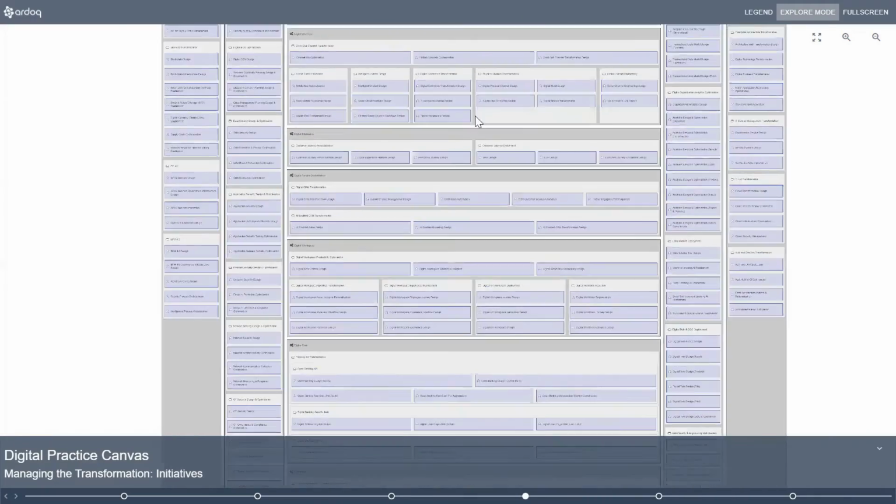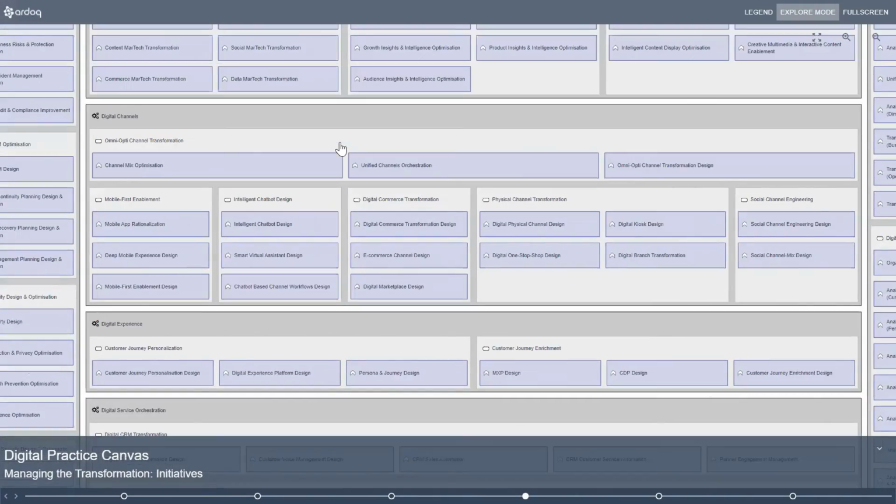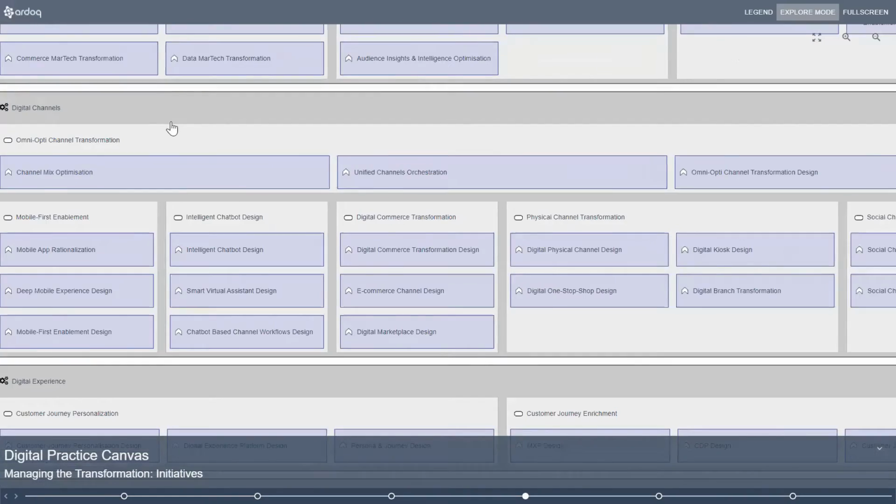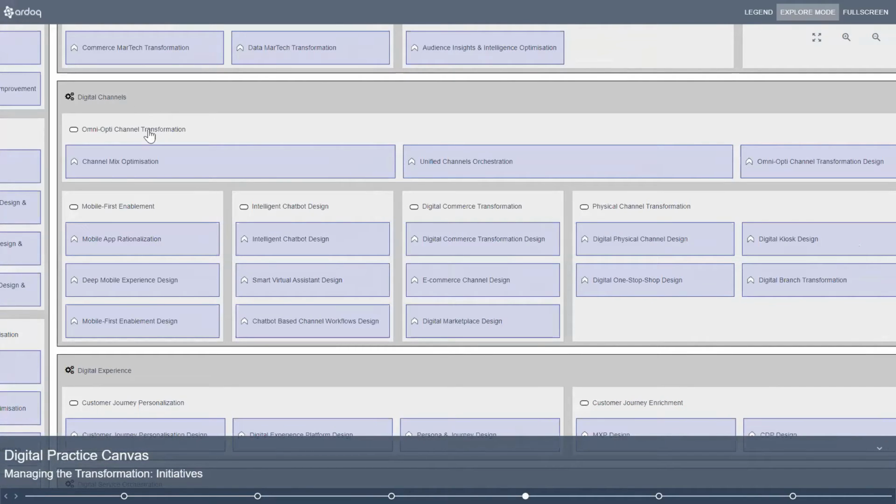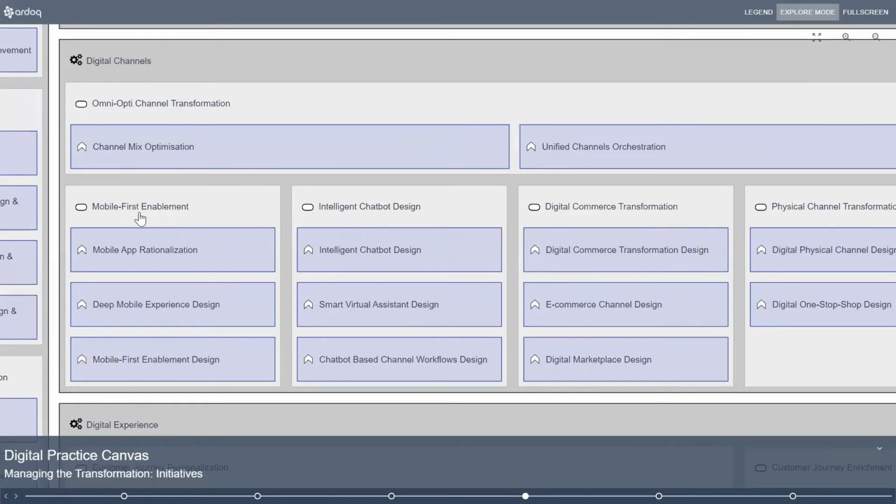So we take another quick zoom in over here, and we can see once again, focusing on the channels practice, in this case, the channels practice or master practice as we refer to it, various sub-practices or practice areas. And we can see, for example, the mobile first enablement practice, as we refer to it. There are several initiatives to ensure that mobile first enablement is within the organization, and that is rationalizing mobile apps. So typically we see organizations with multiple mobile app solutions and interaction points, and the rationalization of these into a single solution.